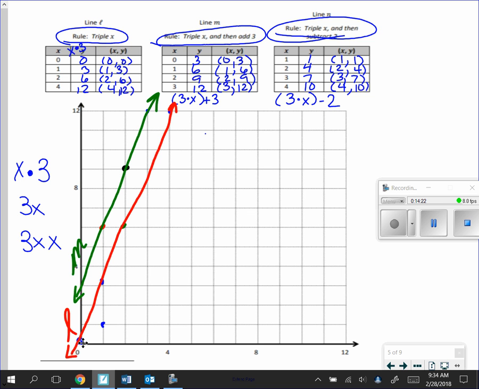Okay, the second point, Antonio. Third point, Caitlin. Fourth point, Bailey.